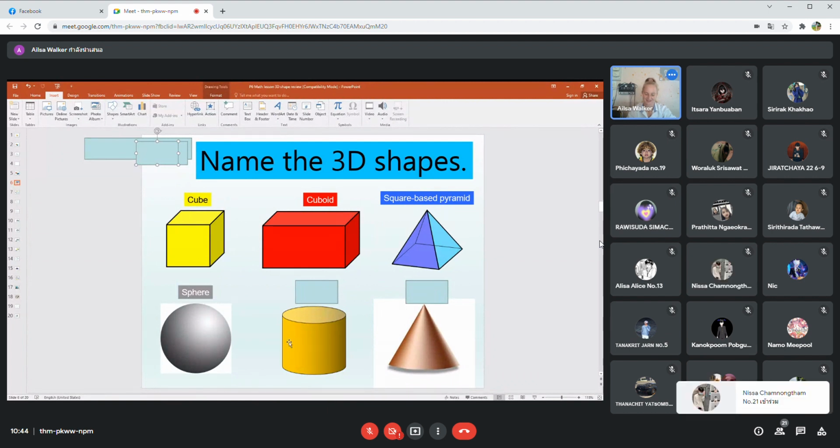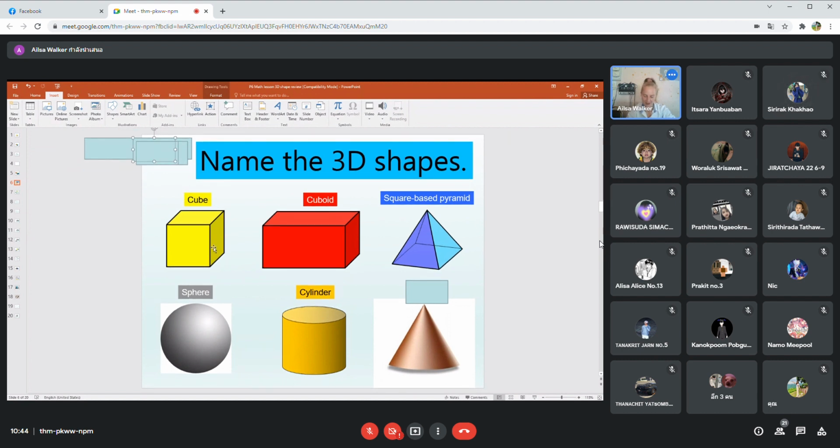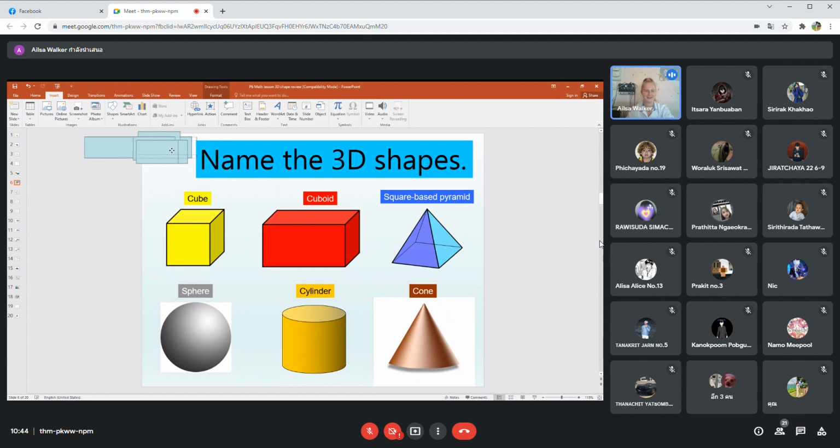Fasai, do you know this yellow shape? Cylinder. Very good. Well done. And the last one, coffee. Do you know the last shape? Yes, I know. What is it? Cone. Wow, good job, everyone. Really good. I think you all know your 3D shapes now.